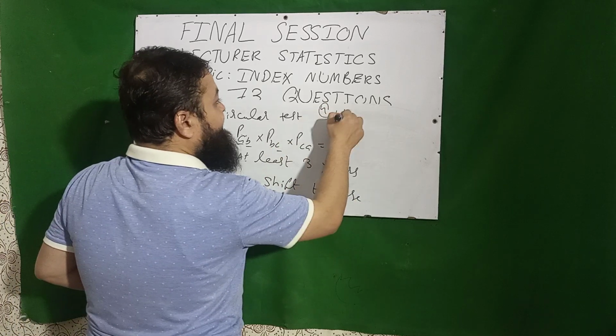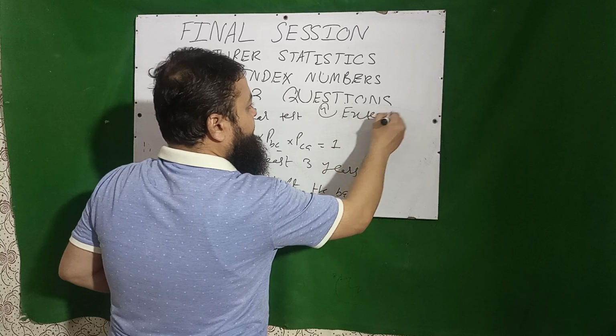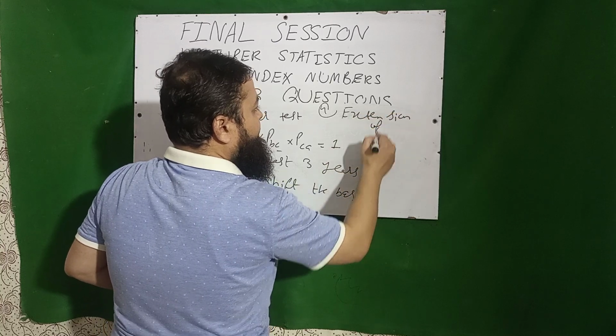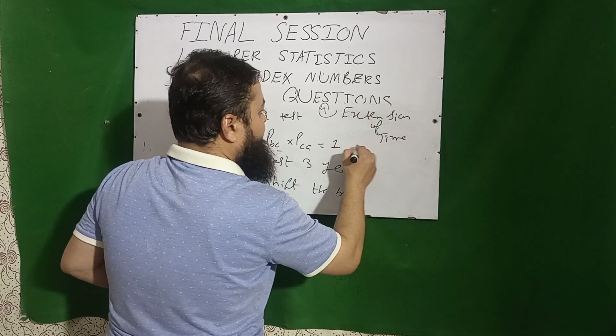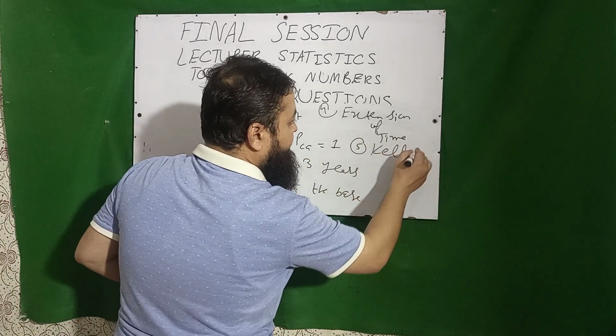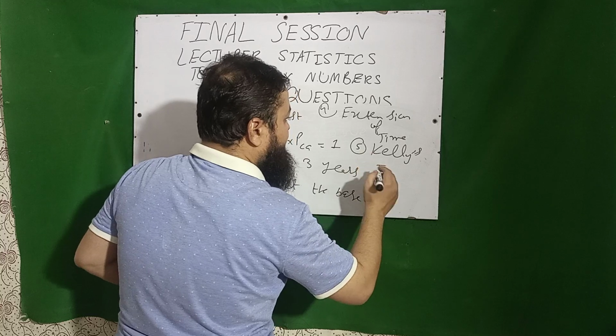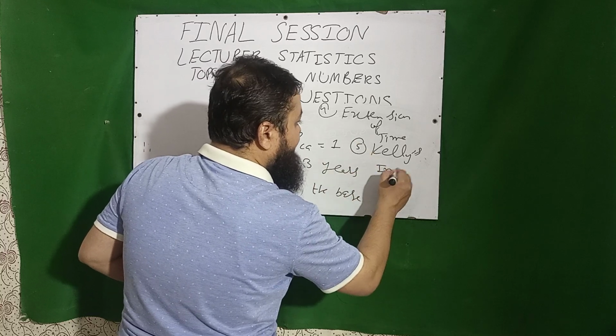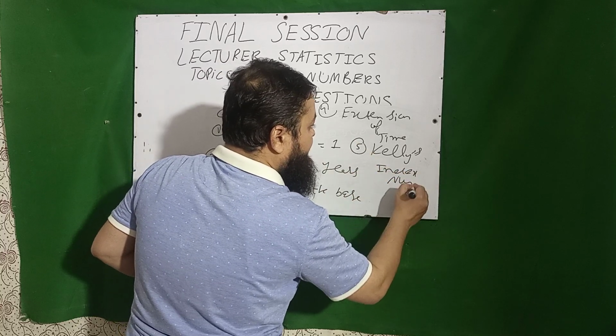Number 4, it is the extension of time reversal. Number 5, it is satisfied by Cayley's index number. Not Fisher, not Marshall. It is satisfied by Cayley's index number. A very important question.